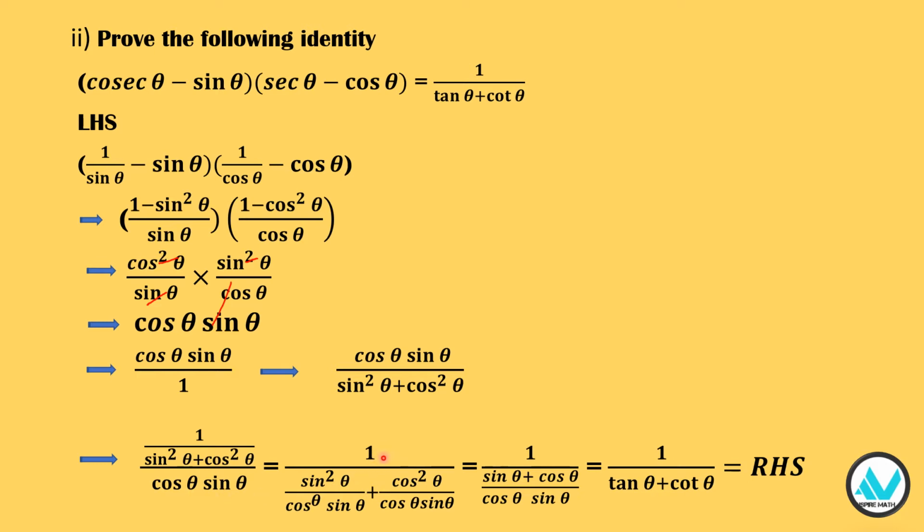So I'll get 1 by sin square theta by cos theta sin theta plus cos square theta by cos theta sin theta. Here again I'm going to cancel sin theta and cos theta and cos theta. So I'll be left with 1 by sin theta by cos theta plus 1 by cos theta by sin theta. The sin theta by cos theta is nothing but tan theta and cos theta by sin theta is nothing but cot theta. Therefore, 1 by tan theta plus cot theta is nothing but my RHS.